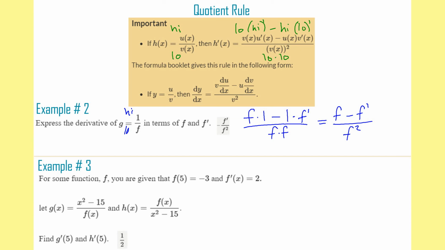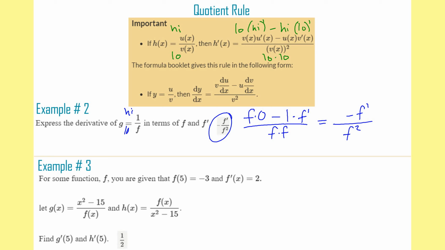I can't believe I just did that. I just said the derivative of 1 was 1. What? I hope you caught me. I hope you realize that was silly of me. f times 0, so this goes away. Okay, so then there we go. There's our answer. Ugh, silly me.